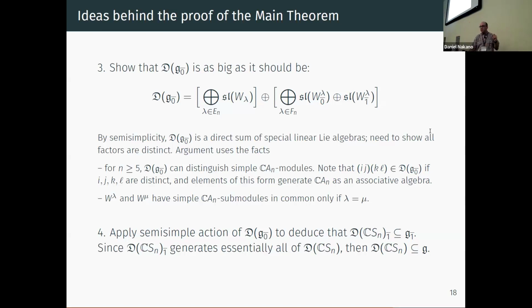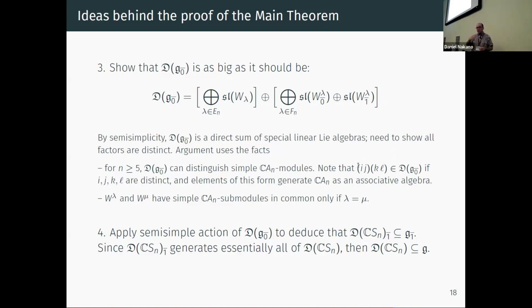And this is coming from the fact that this derived algebra contains all of these products of 2 transpositions. So you can think about what super bracket would I take between transpositions, or things generated by transpositions, to get these elements if i, j, k, and l are all distinct. And these things for n greater than or equal to 5 generate the alternating group as an associative algebra.